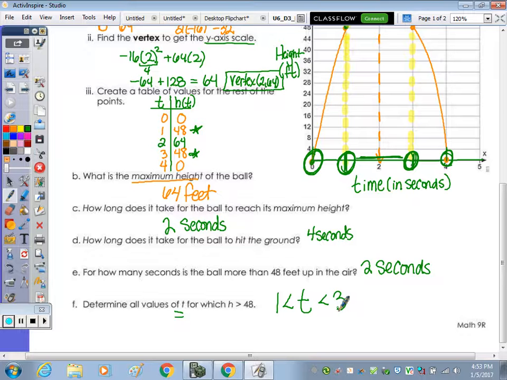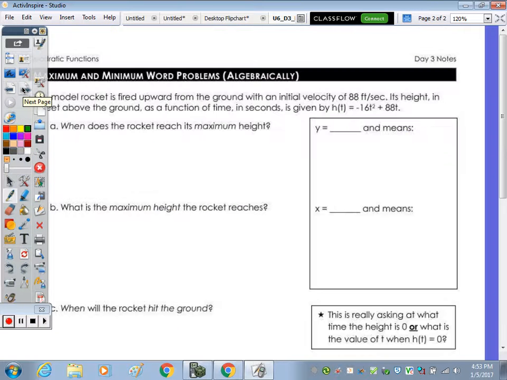Okay, on the back side, a model rocket is fired upward from the ground with an initial velocity of 88 feet per second. Its height in feet above the ground as a function of time is given by h of t equals negative 16t squared plus 88t. Now the rocket, if you think about it, it's going up and it's coming down. Okay, so I'm going to draw a little picture here. The rocket's going up, it's coming down. And we know too, because of that negative sign, the parabola is going to be upside down.